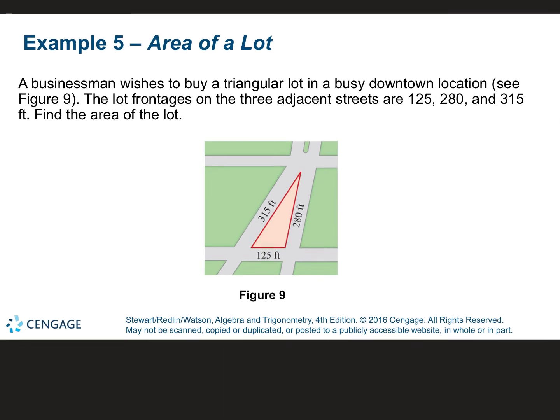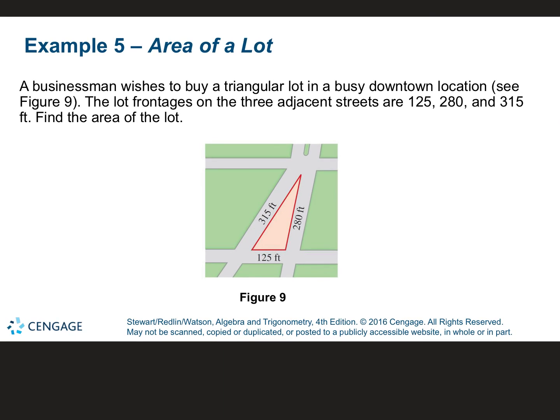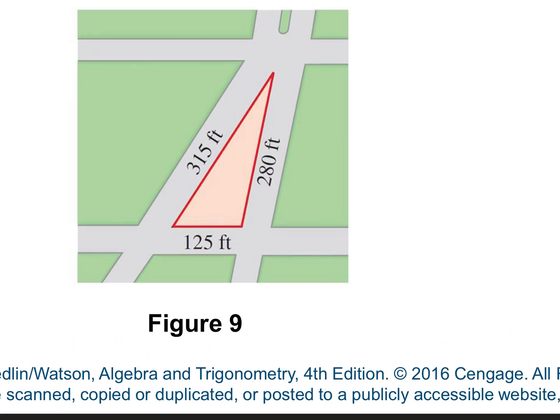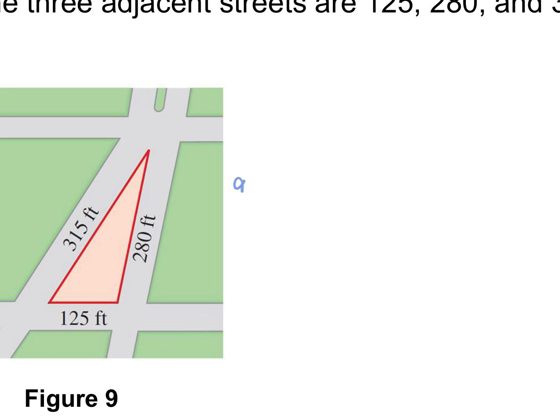All right, I have a word problem, but it doesn't matter, guys. A business wishes to buy a triangular lot. What shape is a triangular lot? A triangle. Did they give me the measurements of all three sides? Yes. So just name them. It doesn't matter. I'm going to say A is 315. B is 125. And C is 280. Does it matter what I put for what? No. But the first thing we need to find is our S value.